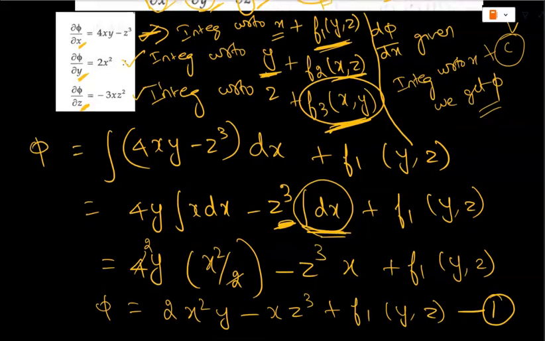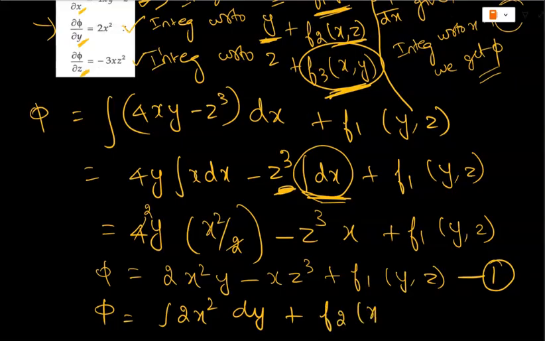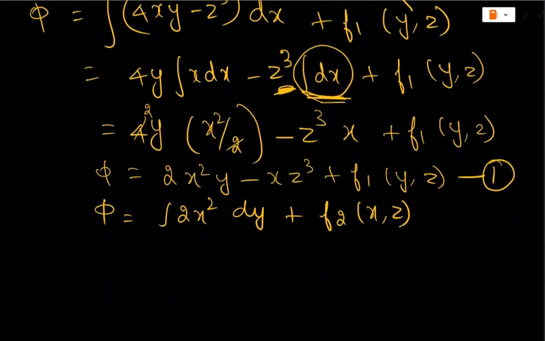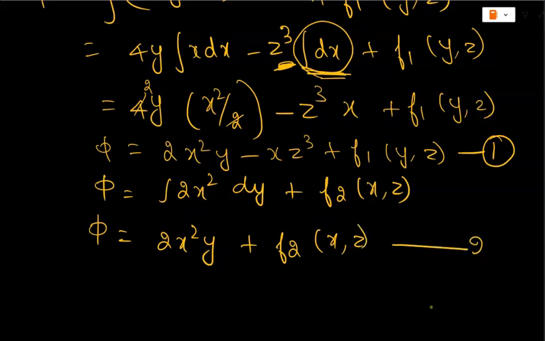Similarly, we are going to integrate the second term, 2x square, with respect to y, and then add a function of x and z. So phi is equal to integral of 2x square dy, and I'm adding a function of x comma z. 2x square is just a constant, so your phi will become 2x square into y plus f2 of x comma z. This is your second equation.